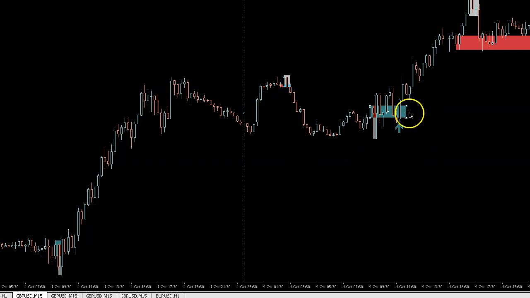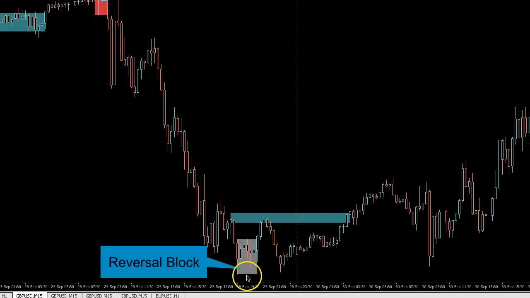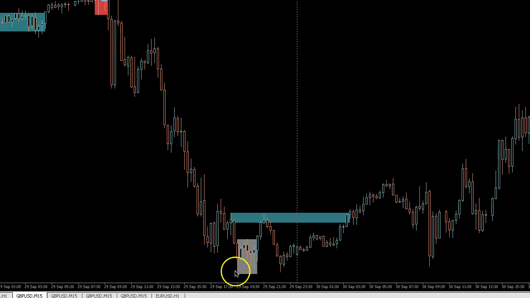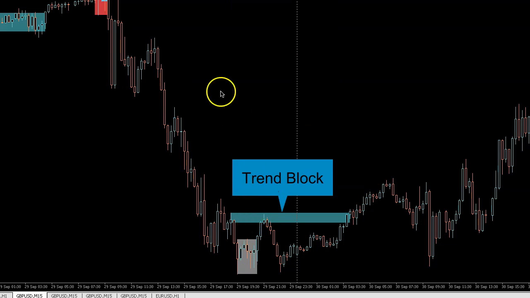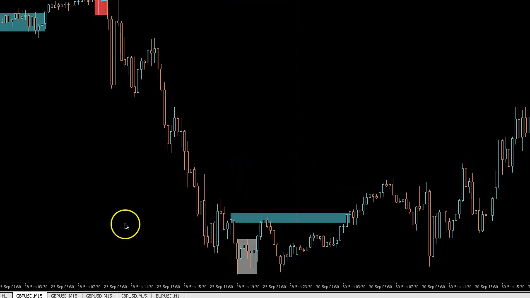So we have two types of blocks: the reversal block and the trend block. The reversal block is always going to be in gray, whether it's bullish or bearish, and it's always going to happen first, before the trend block. The trend block is going to be green for bullish and red for bearish. As you can tell in here, the reversal block gave us the initial block entry right over here, and then the trend block happened way after, on the next day over here.